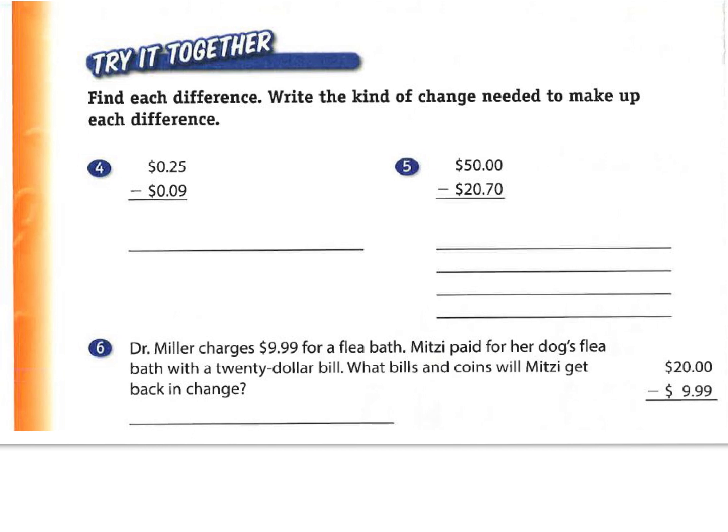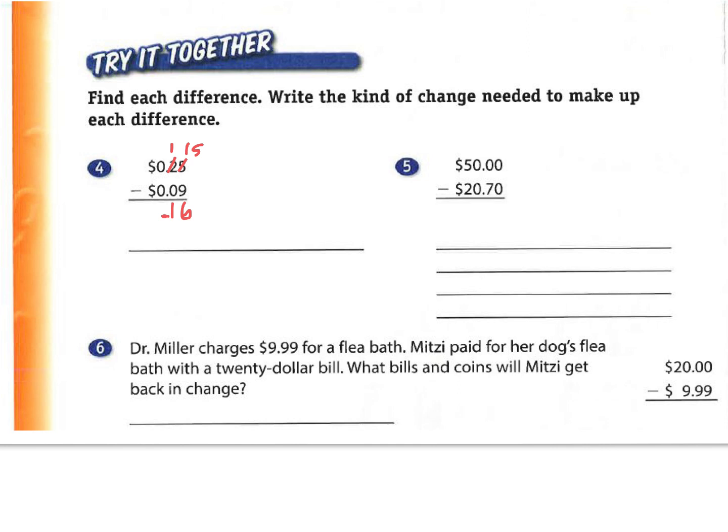This says, find each difference. Write the kind of change needed to make up each difference. So 25 cents minus 9 cents. Can't do 5 minus 9, so we got to borrow from that 2, make it a 1, make this a 15. 15 minus 9 is 6. 1 minus 0 is 1. And then bring down that decimal point.